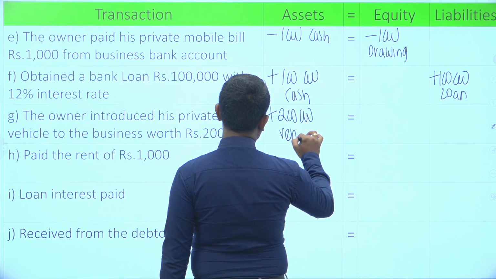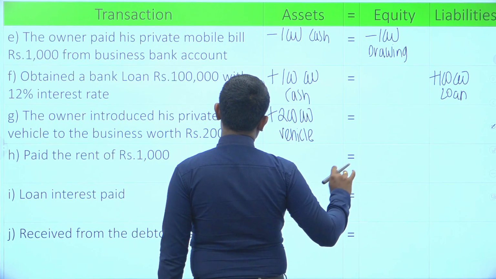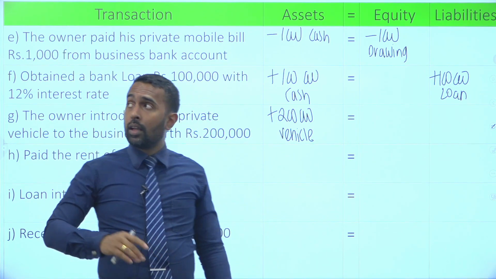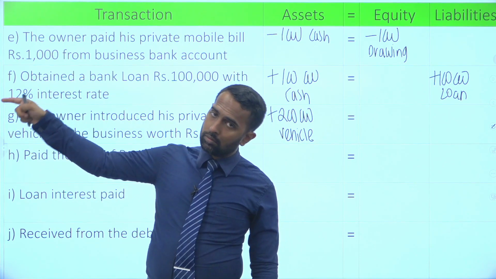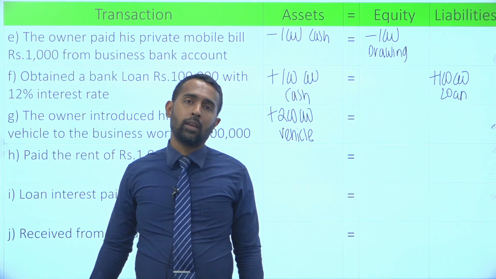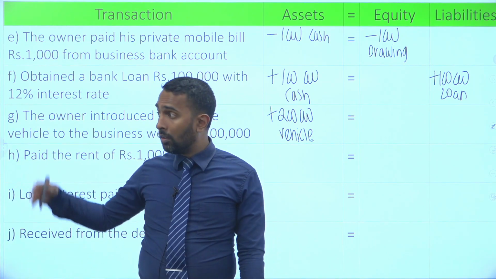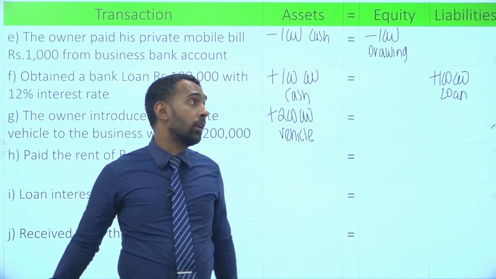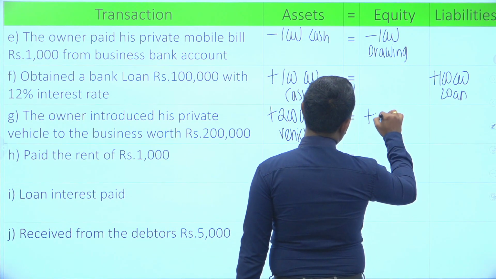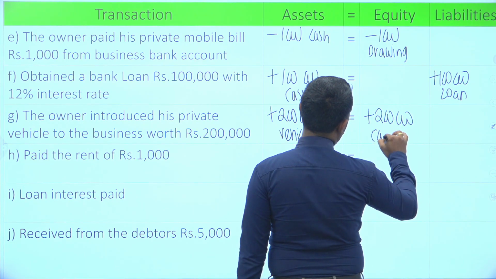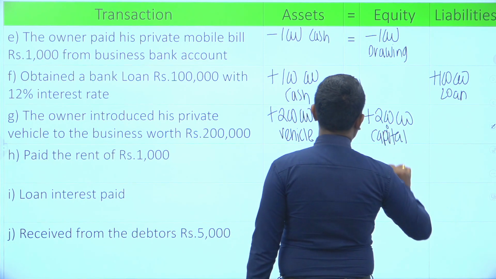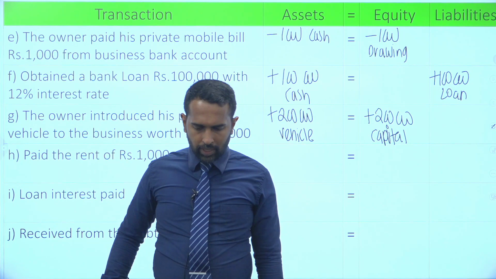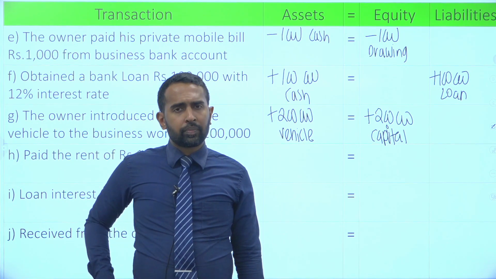And on the other side, by putting in a 200,000 worth vehicle, I am committed to him that I have to repay that 200,000 someday. What he put in today, the business will have to pay him back some day. That is my internal commitment. So my 200,000 goes up as capital. Right, 200,000 goes up as capital.